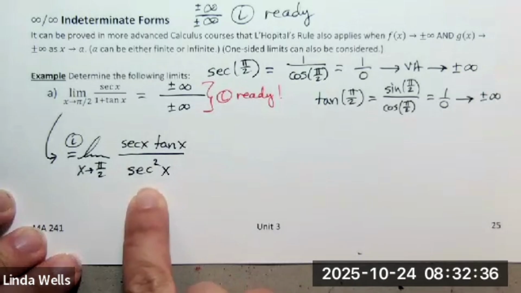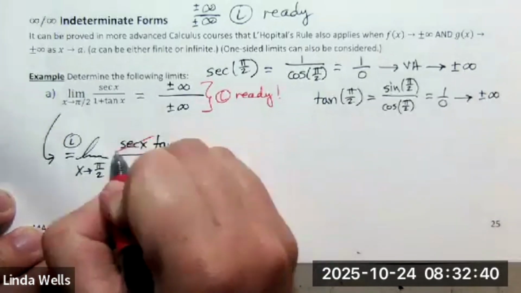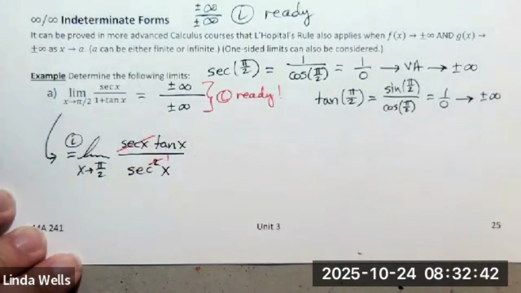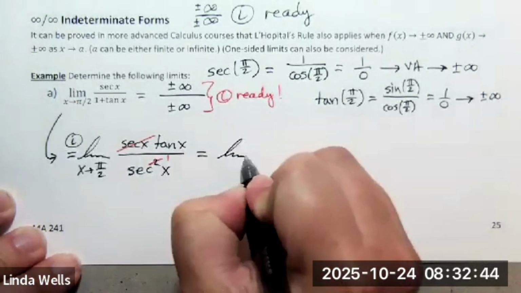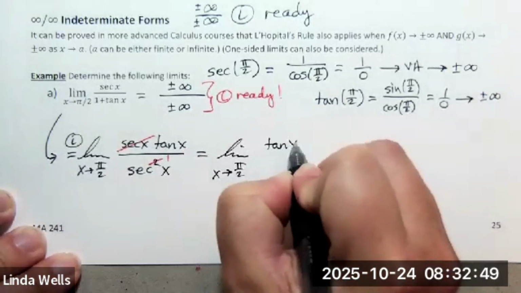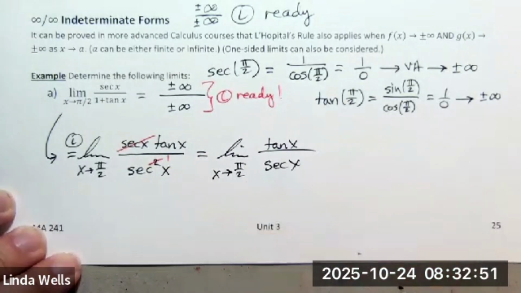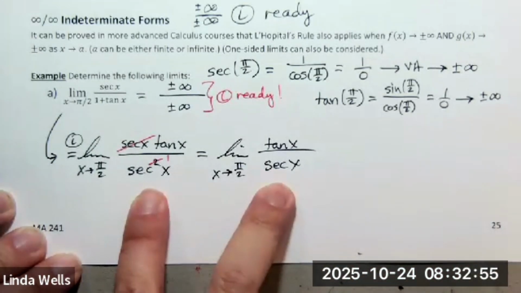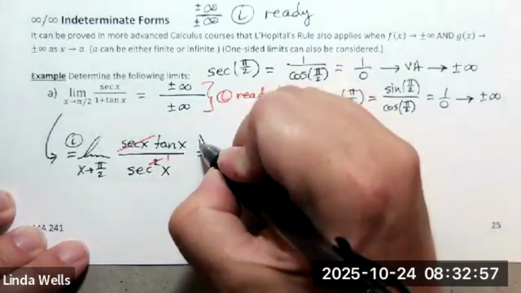What should you have done first before you plug in? You should simplify. If you simplify, you have a chance of having something that is actually going to evaluate. L'Hopital would not have made this better, whereas algebra definitely helped. So this is algebra here.